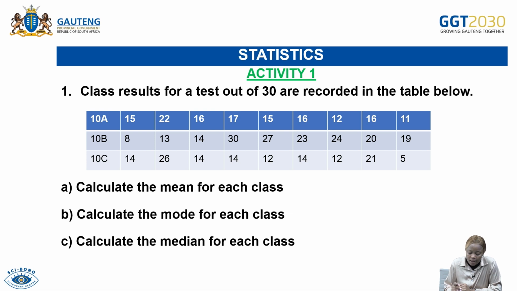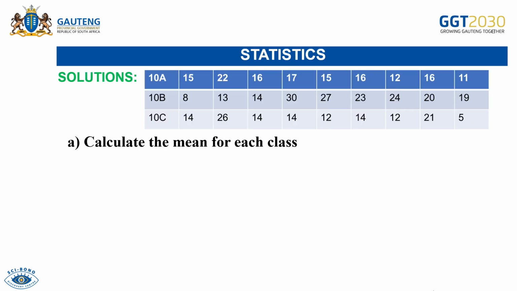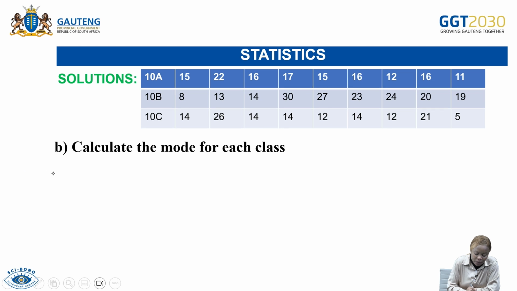Okay, let's look at activity number 1. So number 1, you are given class results for a test out of 30 recorded in the table below. So you've got 10A, 10B, 10C, and then they gave you the test results. Ne? So letter A says calculate the mean for each class. Letter B says you need to calculate the mode for each class. And letter C says you need to calculate the median for each class. Ne? Letter A, calculate the mean for each class, right? So as I had said, the mean, you'll say X bar, it is equals to.